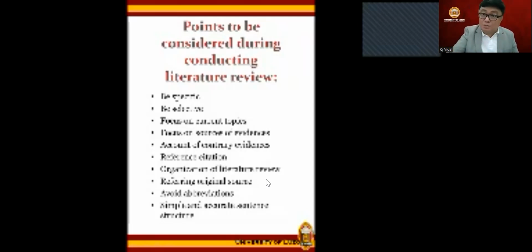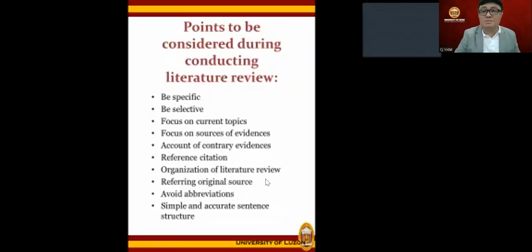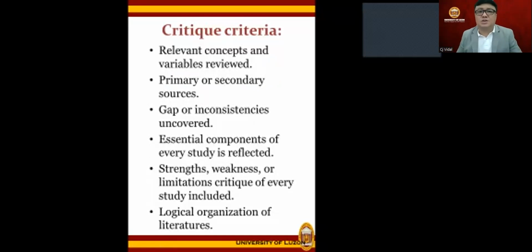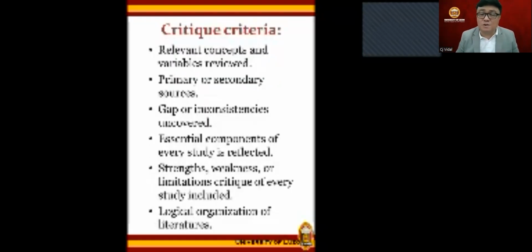So you do the tracing of the work of De La Cruz yourself. After all, that's the purpose of your bibliography: to look into the bibliographic reference so you can find that material yourself and review it personally, and not just rely on what other people have mentioned about the work of others as cited in their works. And we avoid abbreviations, and we use simple and accurate sentence structure. I guess this will be the last of the slides for literature review, and this is very important.